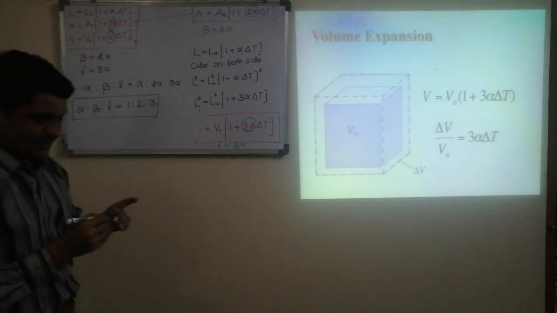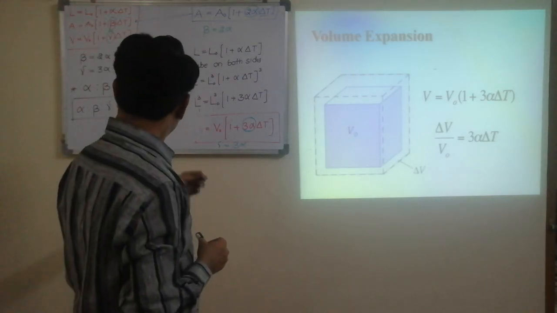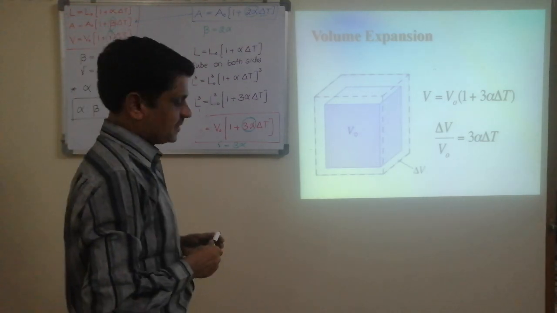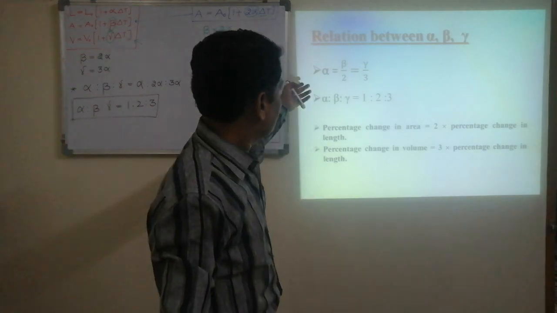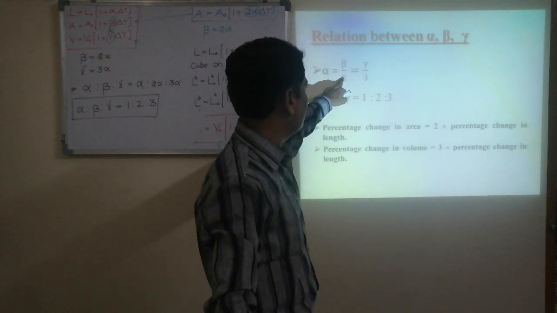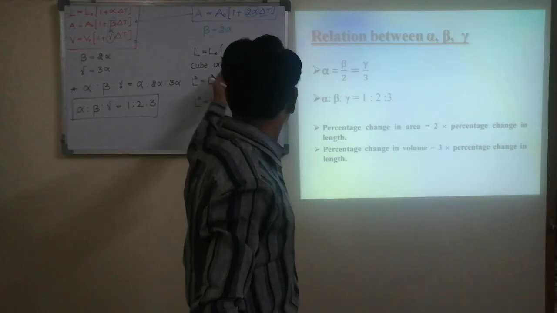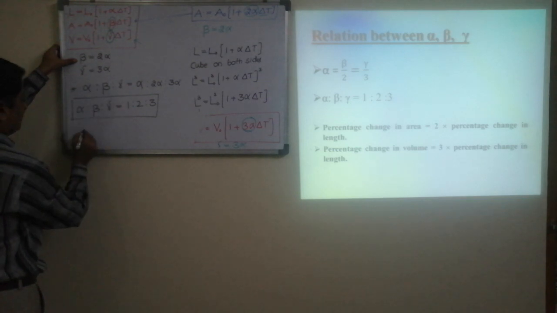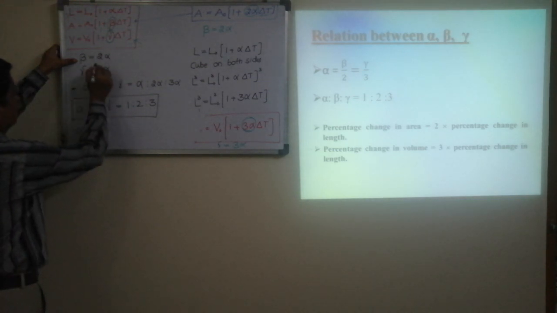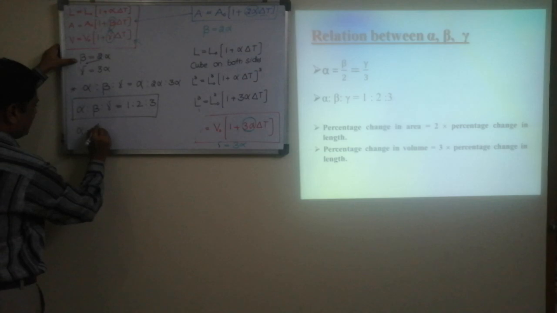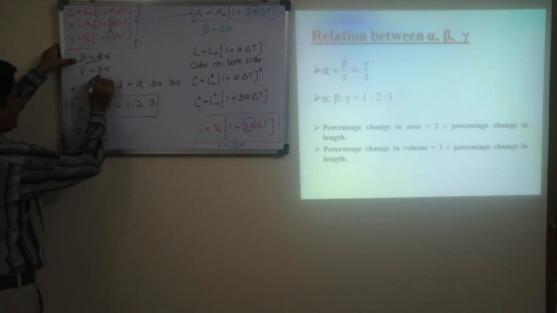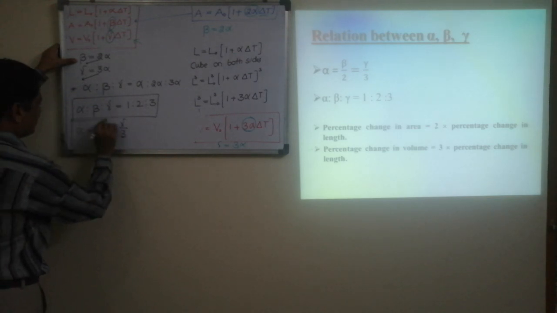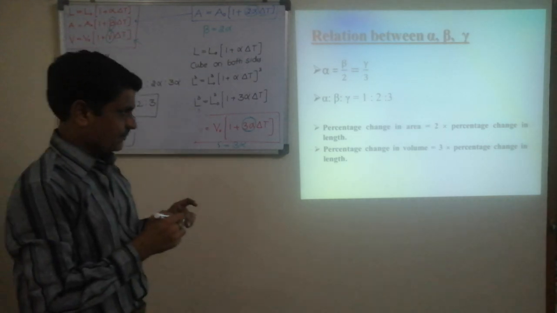This you have to remember, okay? Or otherwise, we can write in terms of alpha also. That is, alpha is equal to beta by 2 and gamma by 3. We can arrive at that because if I bring 2 this side, alpha becomes beta by 2, and if I bring 3 this side, it becomes gamma by 3. So this is the relation.